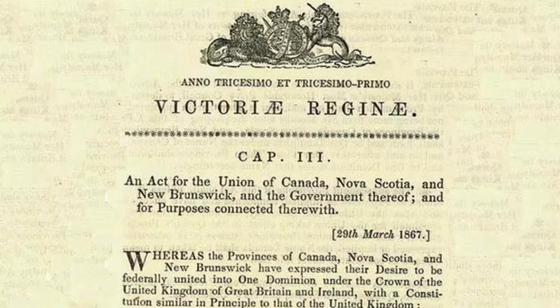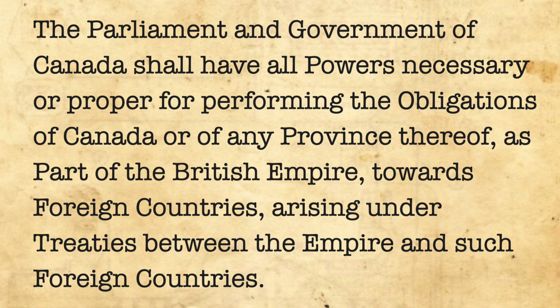In Canada, things were a little more complicated. The British North America Act 1867, a key part of the Canadian Constitution, said, "The Parliament and Government of Canada shall have all powers necessary or proper for performing the obligations of Canada, or any province thereof, as part of the British Empire, towards foreign countries, arising under treaties between the Empire and such foreign countries."